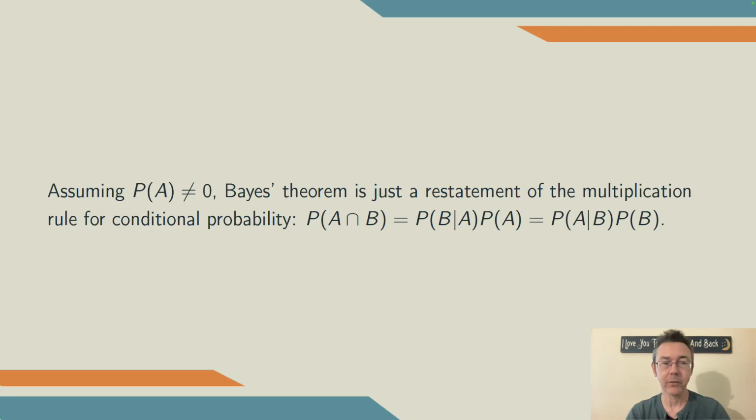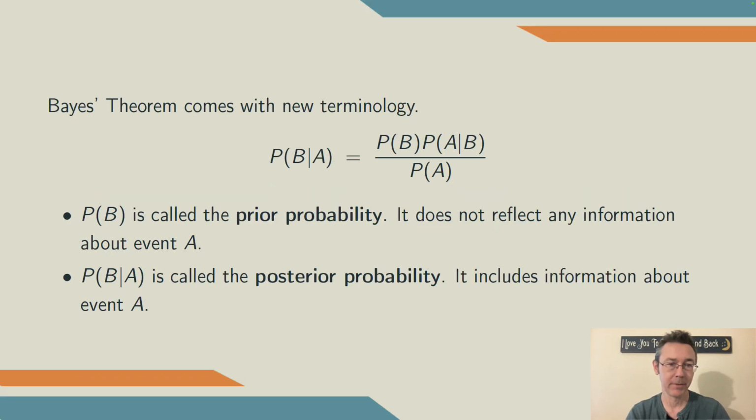Assuming that's the case, Bayes' theorem is really just a restatement of the multiplication rule, which says that the probability of A and B both occurring is equal to the probability of B given A times the probability of A, or, equivalently, the probability of A given B times the probability of B. If you take the rightmost equality there and divide by the probability of A, you get exactly the expression of Bayes' rule in that last slide.